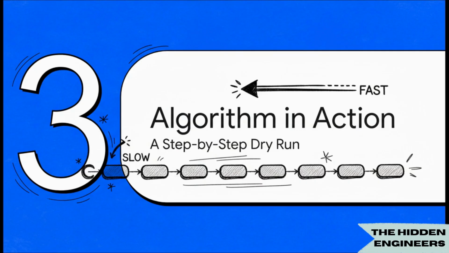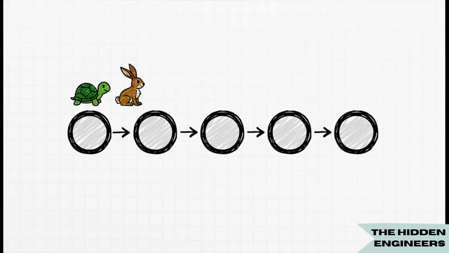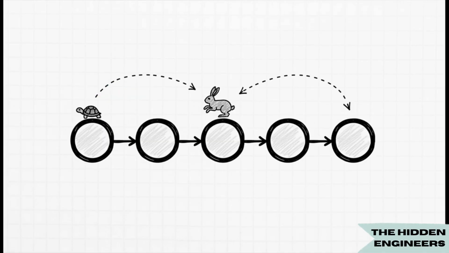Let's do a quick dry run with a simple linked list and see this race in action for ourselves. All right, here's our track, a simple list with 5 nodes. You can see our slow pointer, S, and our fast pointer, F, are both lined up at the starting line, right there on node number 1. Okay, first move. And they're off. The slow pointer advances 1 step, landing on node 2. In that same turn, the fast pointer leaps 2 steps ahead all the way to node 3.